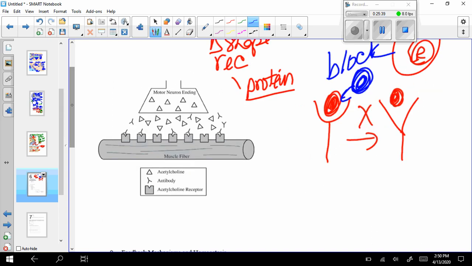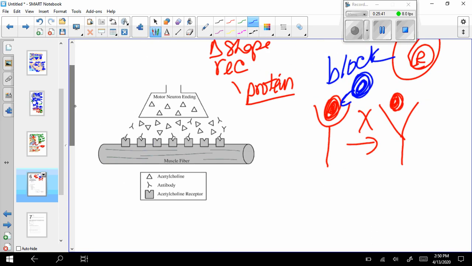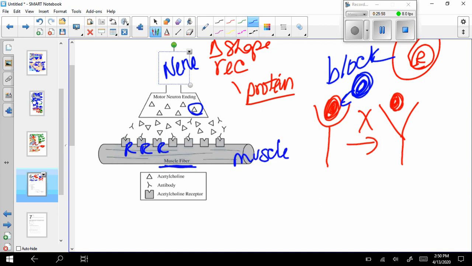Here we see a picture, and these little antibodies are blocking the way. So here is your muscle, here's all the receptors, and here are the receptor molecules. So we have a nerve coming in here, and the nerve is trying to activate the muscle. And so the neurotransmitter that passes between motor neurons to a muscle is called acetylcholine. So each of these little triangles are my acetylcholine. But right now, my acetylcholine can't fit in my receptor because of these antibodies.